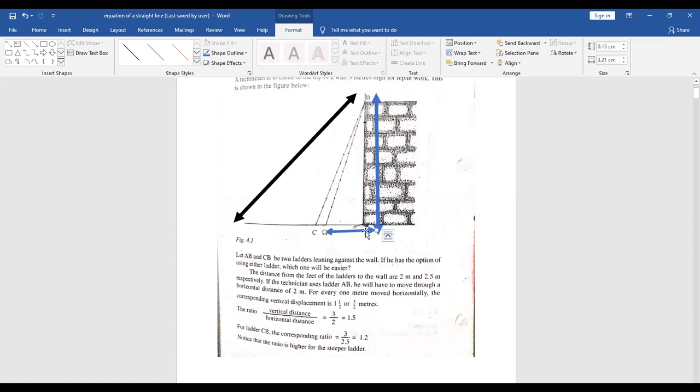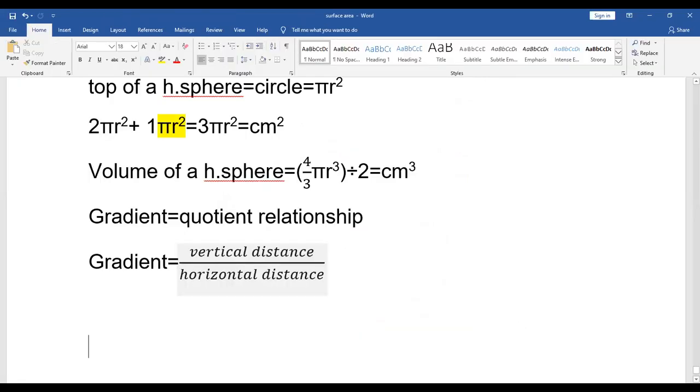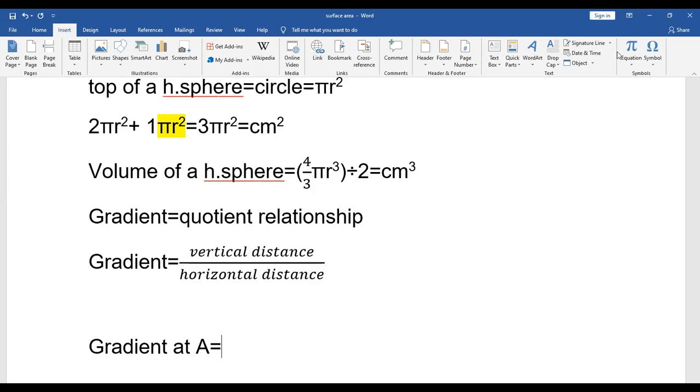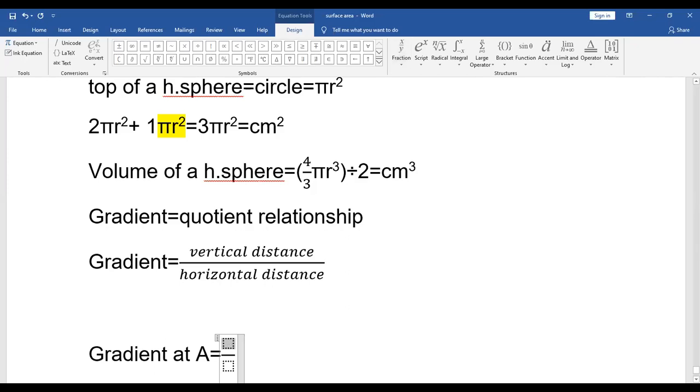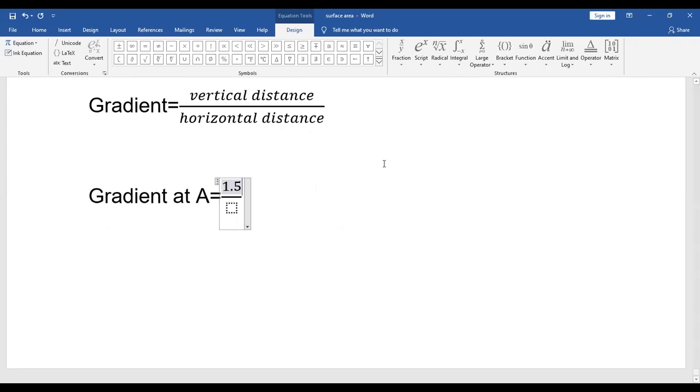So we can find the gradient of the person who climbed the ladder at A. So we are going to come here and then we are going to solve it. So gradient at A is going to be found by vertical distance over horizontal distance. The vertical distance you have been told is 1.5 meters. Okay, that one I think is very clear to all of us. And then from A it is 2 meters.